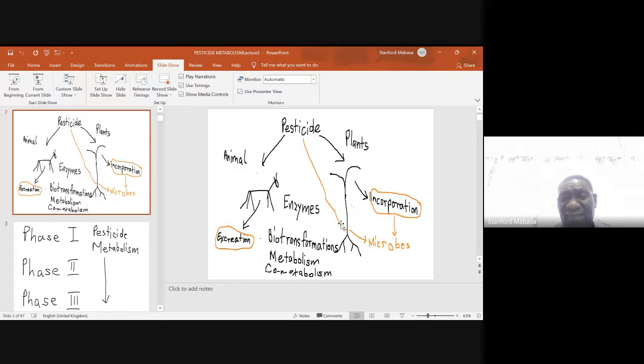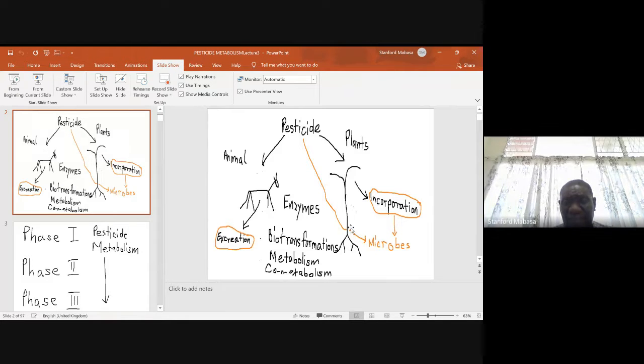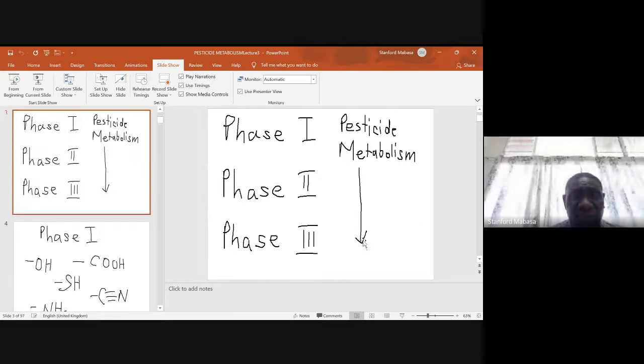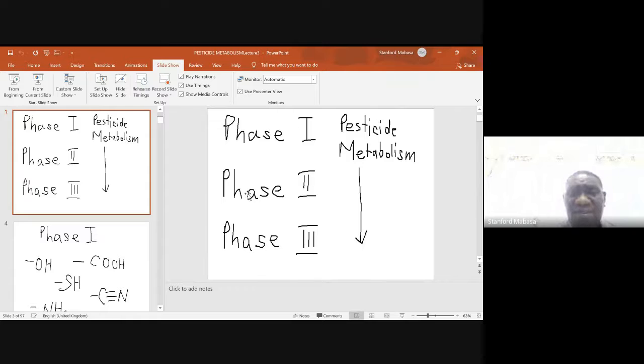In the plant, the same processes could also take place, but they could be in cooperation in the plants. Then there's also microbial activity. We can divide the pesticide metabolism in 3 phases. Phase 1, phase 2, and phase 3.